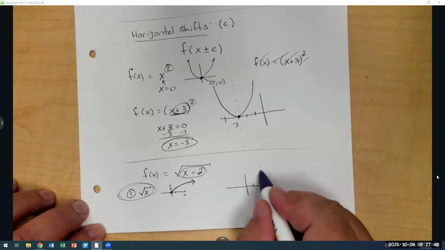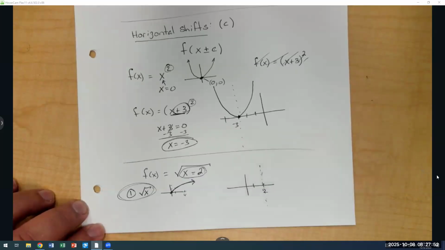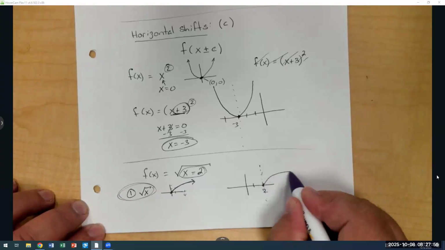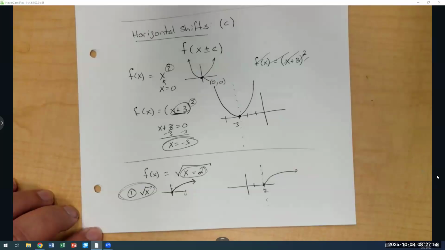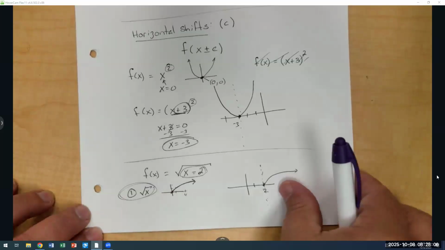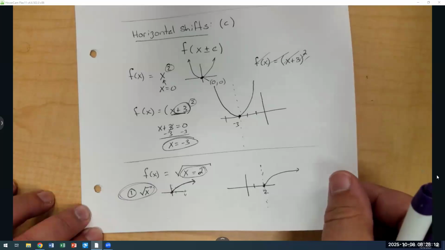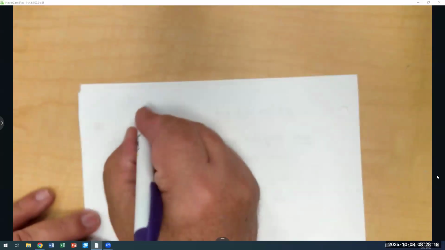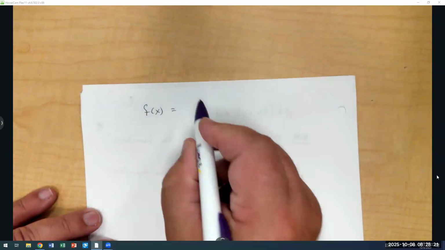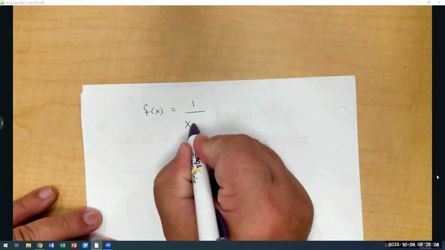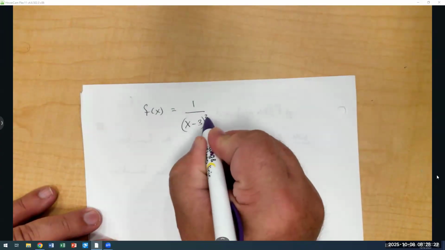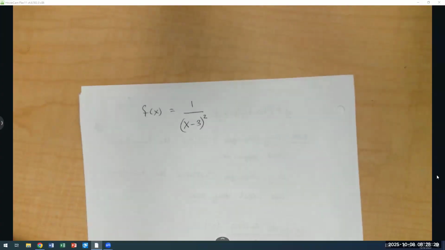So there's my new origin. So the graph looks the same. It looks like this. All I did was physically move the graph over 2 spaces to the right. What's that graph going to look like?